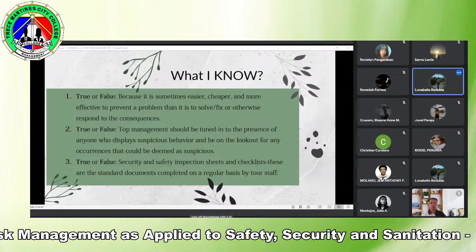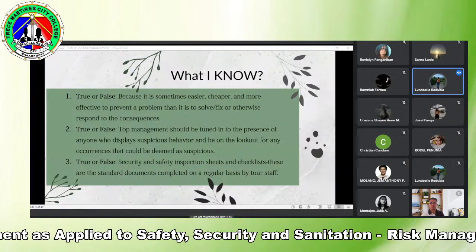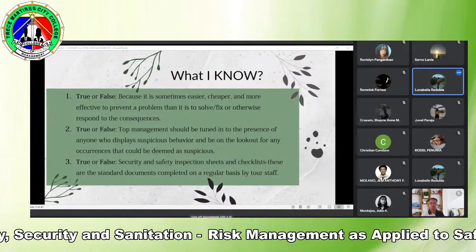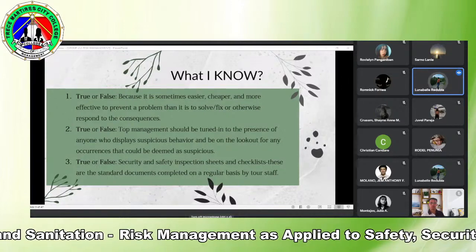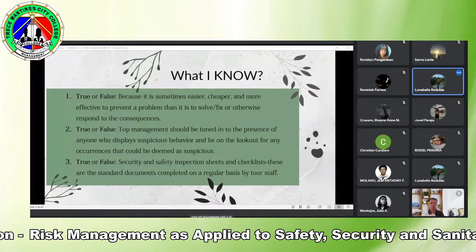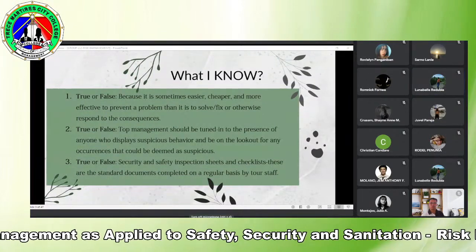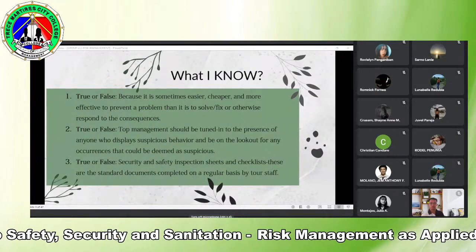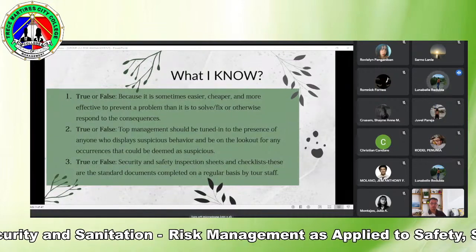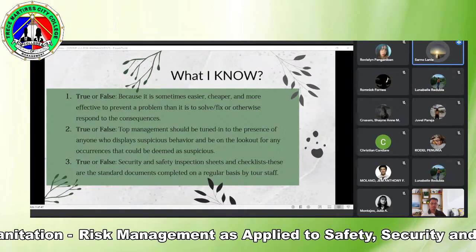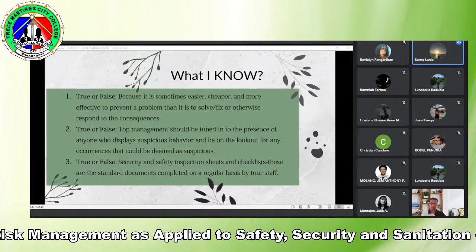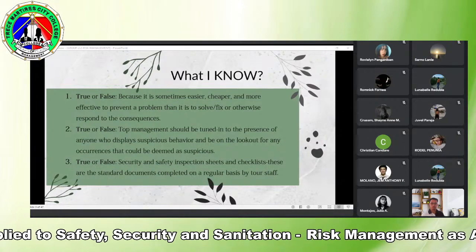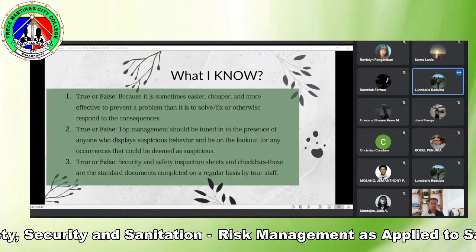The second is top management should be tuned in to the presence of anyone who displays suspicious behavior and be on the lookout for any occurrences that could be deemed as suspicious. Anyone from the guest also po. False po. Bakit po false? Kasi kahit naman sino sa guest, pwede siyang mangialam if nandun na tayo dun sa lugar na yon. Okay. That's true po. That's correct po.